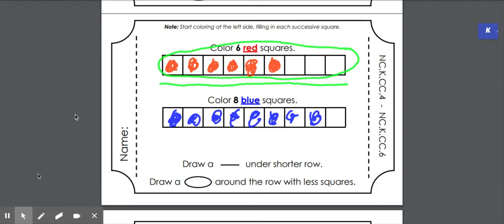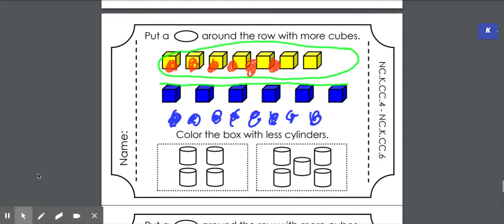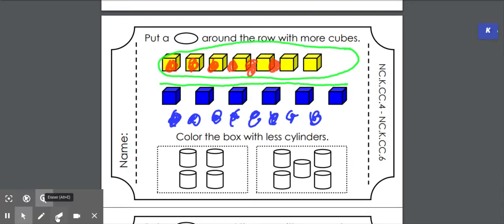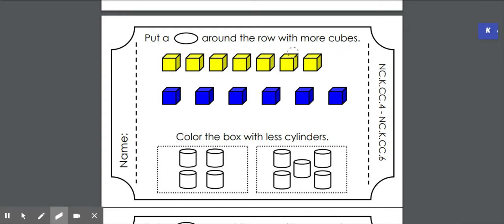Remember, we are comparing two groups and figuring out what has less or more, or maybe even the same or equal, same value as. Here we go. Let Miss Ingram erase what I had and we'll get started. So here it looks like we have some yellow cubes and blue cubes. And at the top it says put a circle around the row with more cubes.